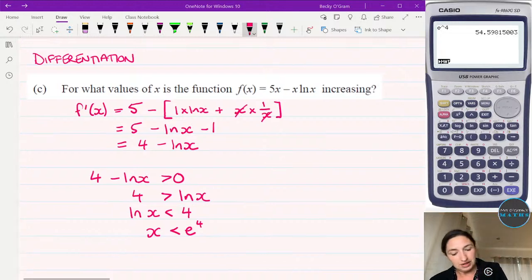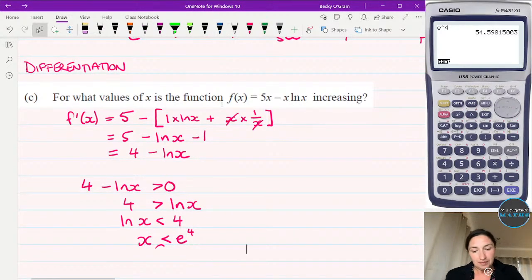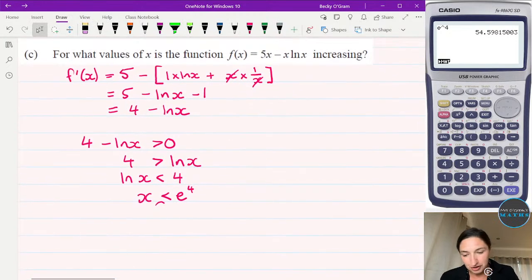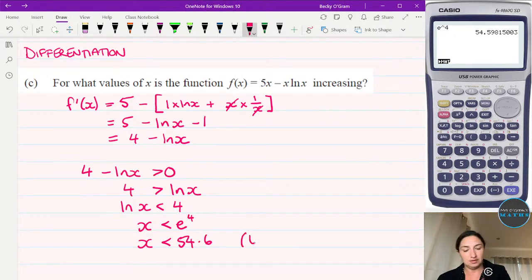So that would be x, just one moment. Oh gosh, there we go. I've got too many windows open trying to do this. So x is going to be less than 54.6 to 1 decimal place.